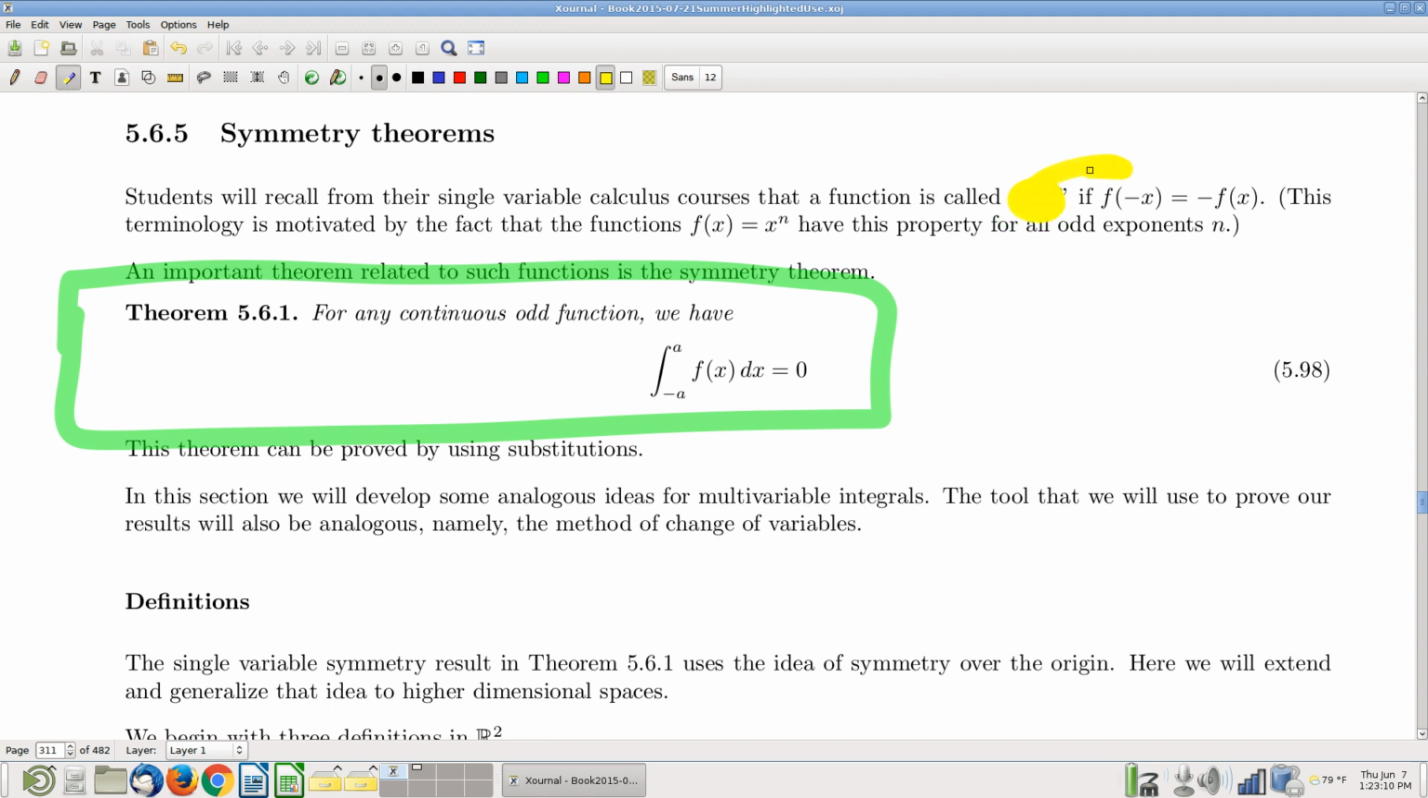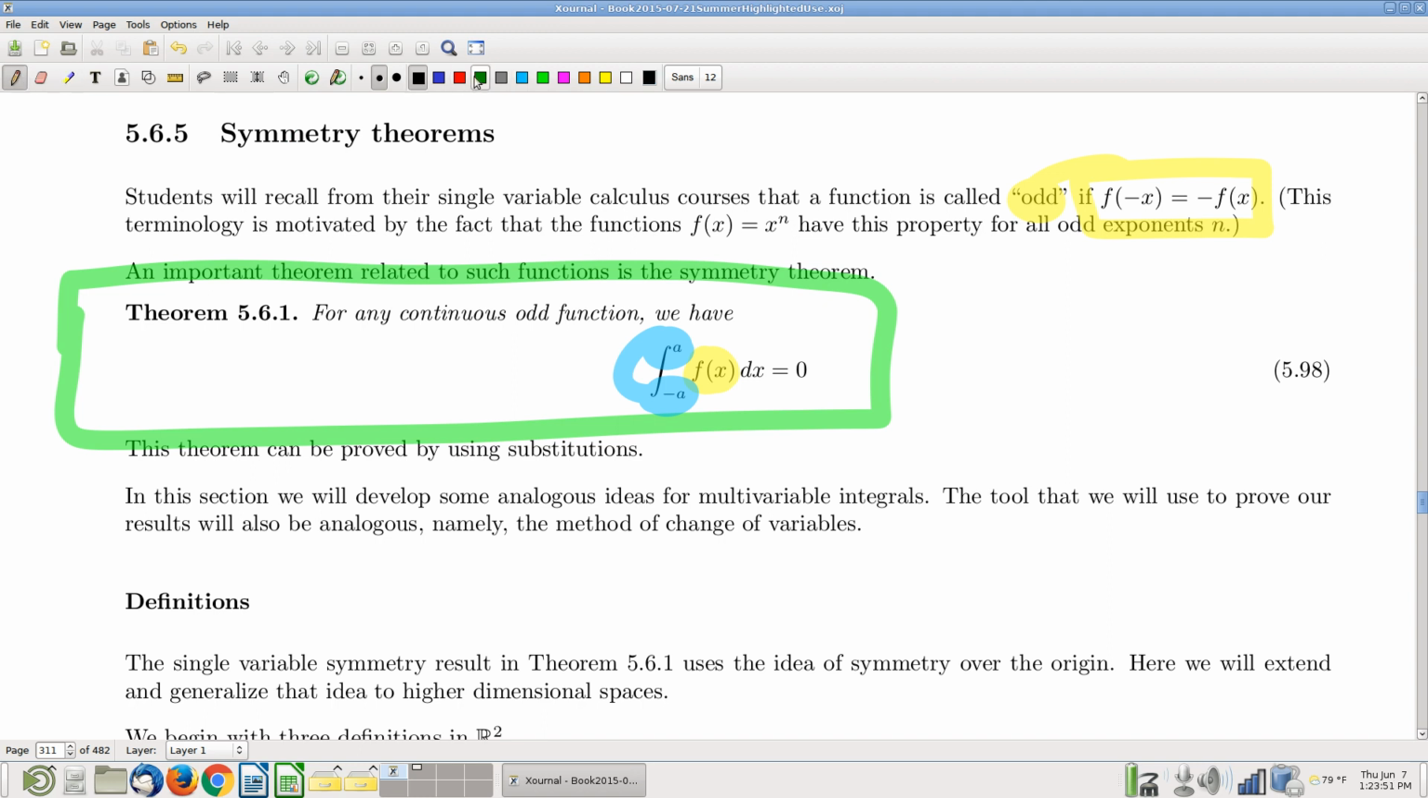If you have an odd function, and note that we are doing an integral here, but it's an integral on a symmetric domain. So the bounds here are negatives of each other. You have negative a to a. It's not just some random a to some random b, right? The bounds are symmetric over the origin. Such an integral is always 0. No antiderivative required. No fundamental theorem of calculus required. Just 0. Super handy. And it's not hard to see why that is.